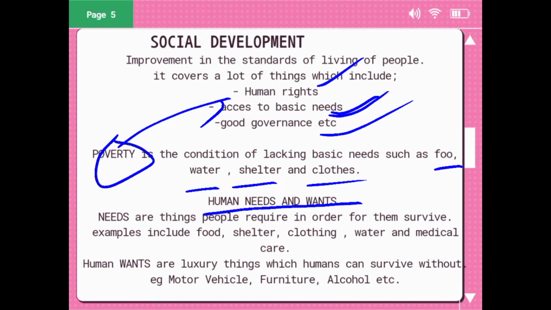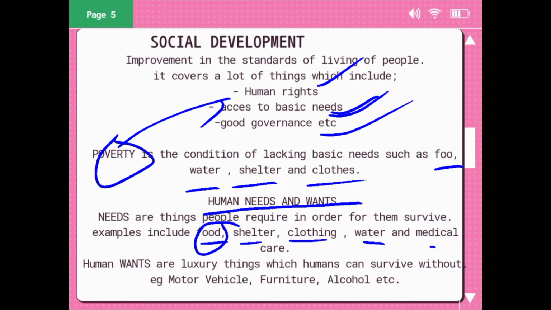Needs are things that you cannot live without, things that you require in order for you to survive. Examples, as stipulated above here: food, shelter, clothing, water, and medical care. These things are referred to as needs. You need them, you don't want them. To need and to want are two different things. So you need these things because without them, you cannot survive. Can you survive without food? For how long?